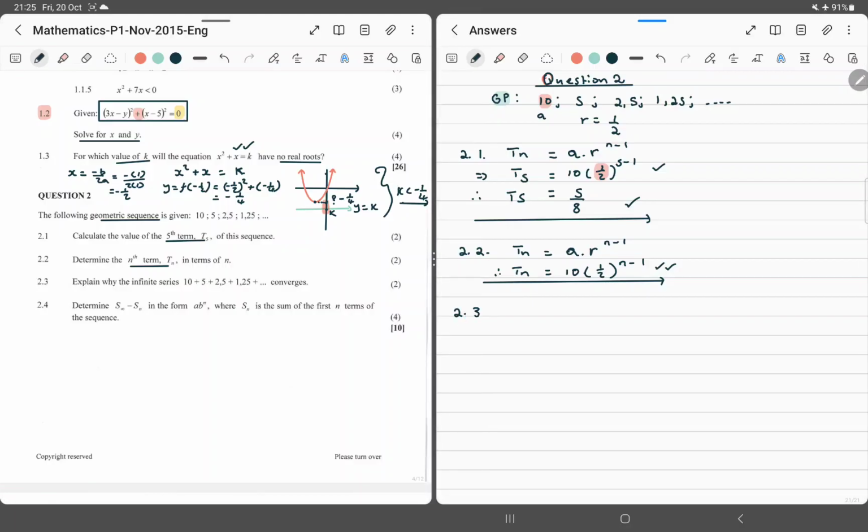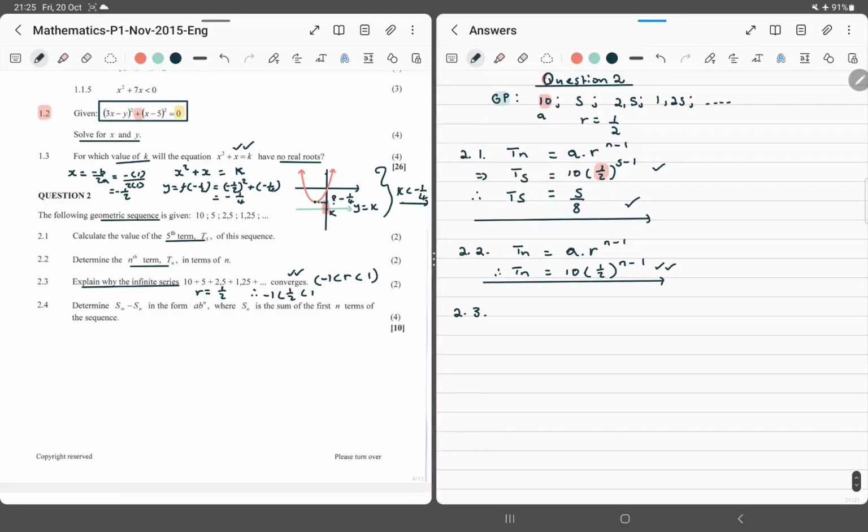So 2.3 says explain why this infinite series converges. Okay, for a series to converge, we know that r has to be less than 1, greater than minus 1. And what is r in this sequence is a half. We can see that a half is less than 1, greater than minus 1. And that's exactly the explanation why that series converges.